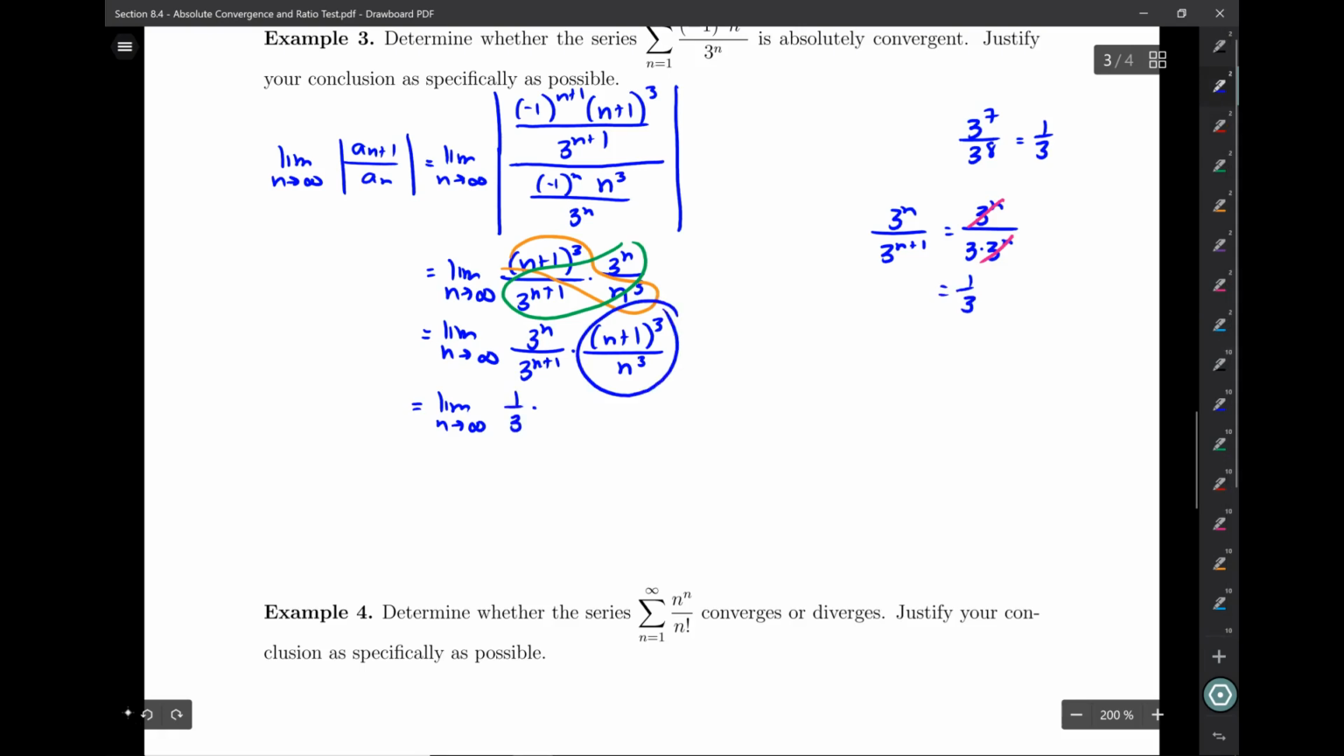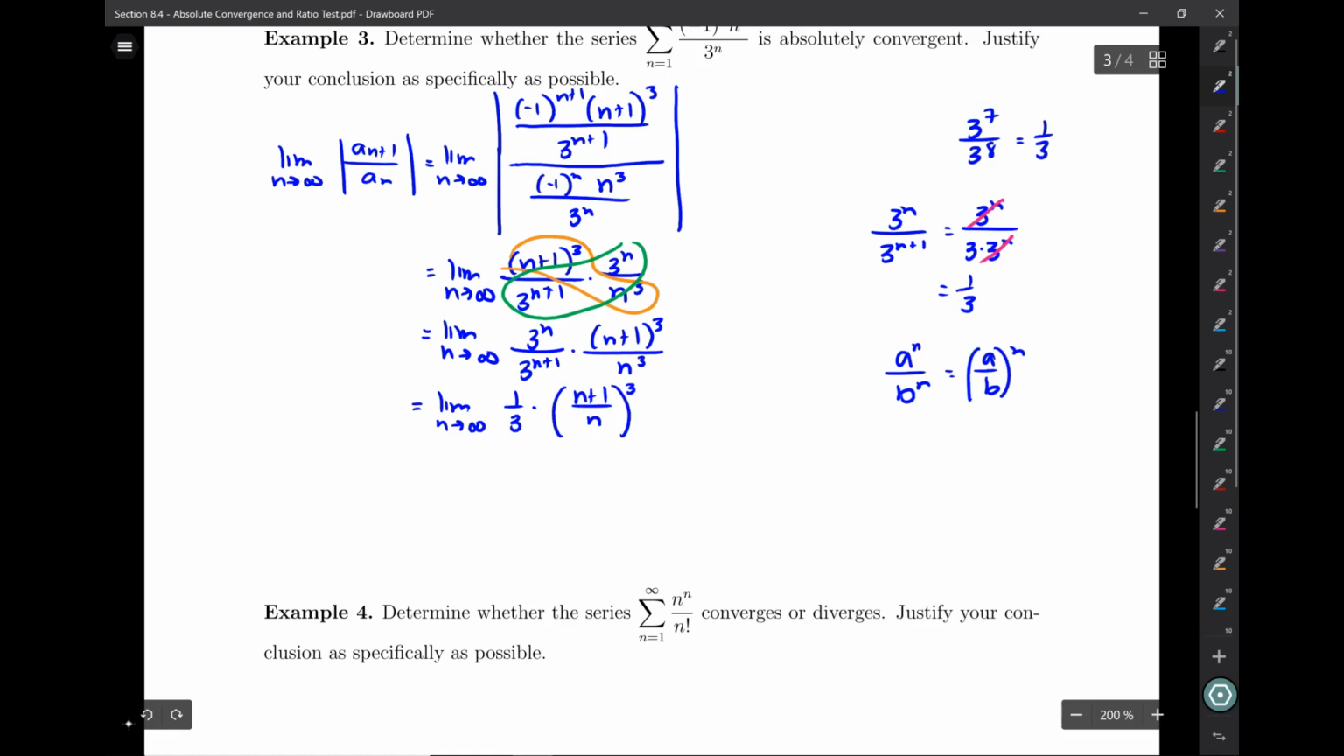Now this one, I can't really cancel anything, right? I definitely can't cancel any n's or anything like that. I could expand everything, but it's actually going to be easier to not do that. Instead, I'm going to use the algebraic property that if I have a to the n divided by b to the n, then this is a divided by b, to the n. So that means we can write (n plus 1) cubed divided by n cubed as (n plus 1) divided by n, quantity cubed.